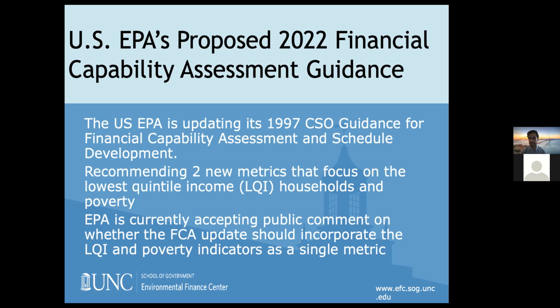The poverty indicator includes 5 elements from census data that basically overlap with this tool as well, including percent of population with income below 200% of the federal poverty income level, I believe, as well as percent of the population on SNAP benefits, vacant households, any trend in household growth, and then percent of unemployed population of 16 and over in the labor force. I just want to mention that EPA is currently accepting public comment on whether this update should incorporate lowest quintile income and poverty indicators as a single metric, and they're accepting public comment on this for the next few weeks.